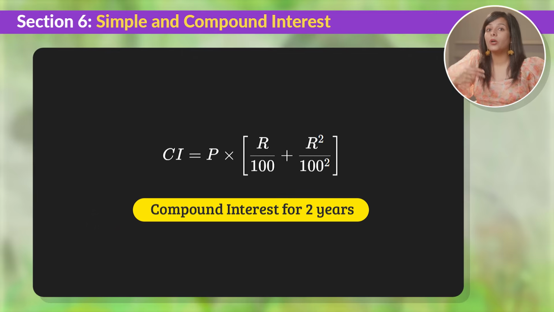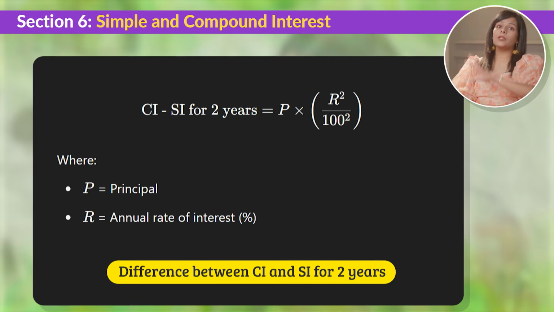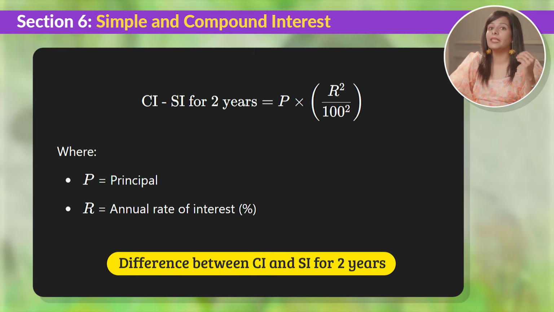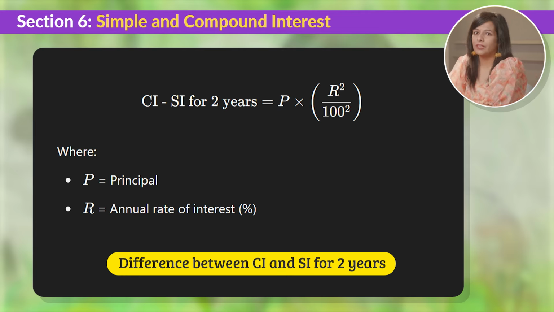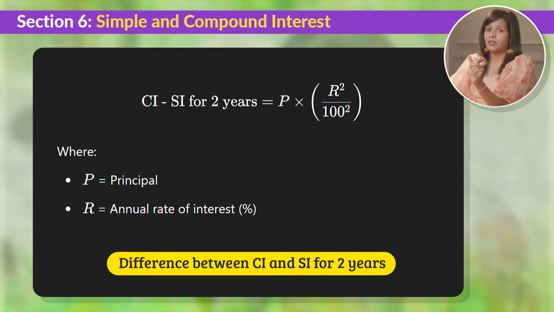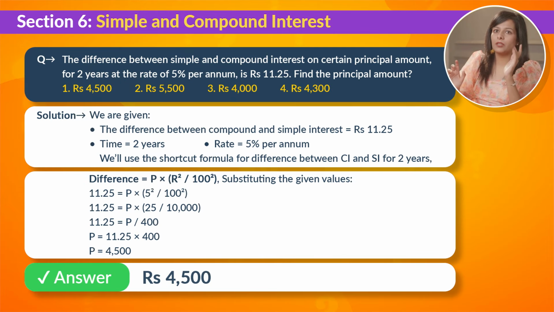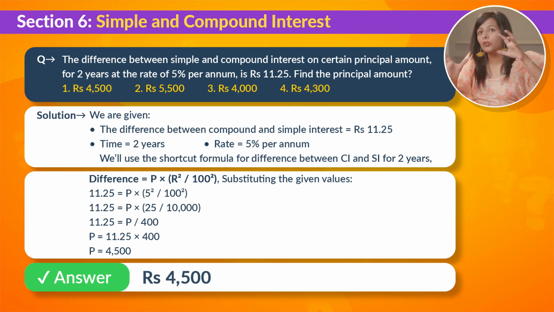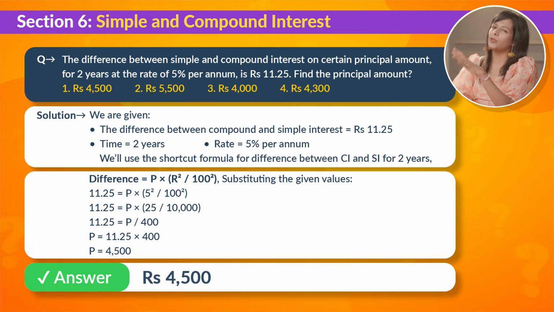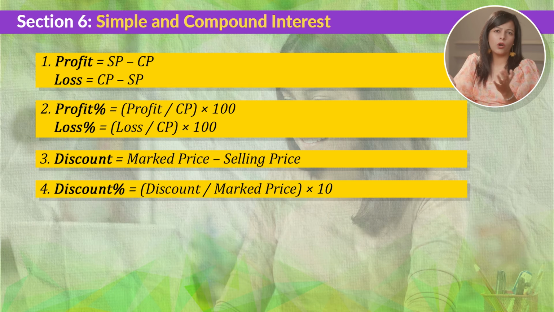And here's a quick shortcut for calculating compound interest for 2 years only. Another trick is to remember that the difference between CI and SI for 2 years is simply P times R squared over 100 squared. Questions that can be solved using these tricks are quite common in the UGC NET exam. For example, look at the question on the screen. Using these tricks will not only give you an accurate answer, but also save you some precious minutes during the exam. So make sure you lock it all in your memory.